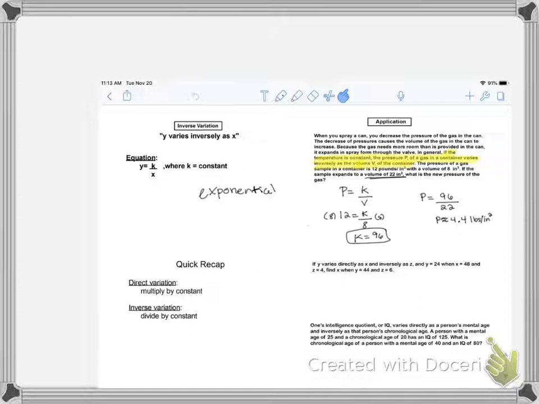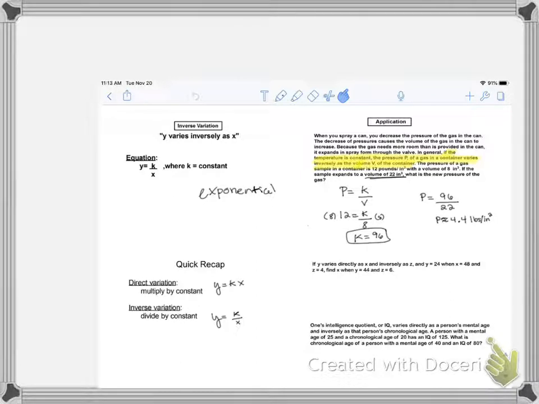Okay, let's look at this next one. Well, this is just kind of like a quick recap. When it's direct variation, we would just multiply by the constant. When it's inverse variation, we're going to divide the constant by whatever is inversely related. All right, for these last two problems, it's a little bit more complicated. It kind of combines the two.